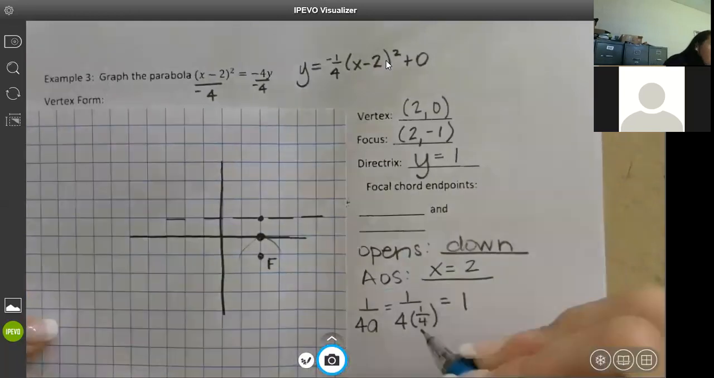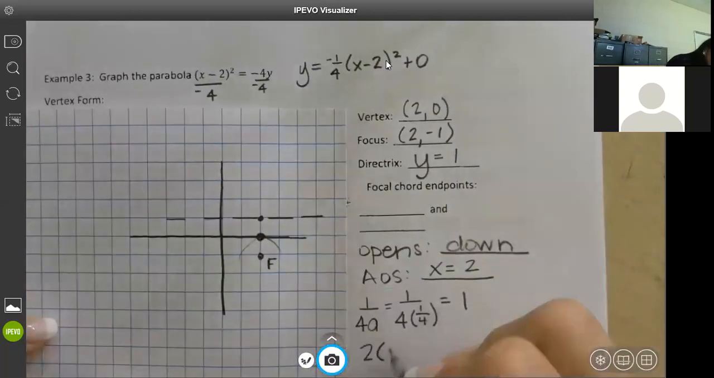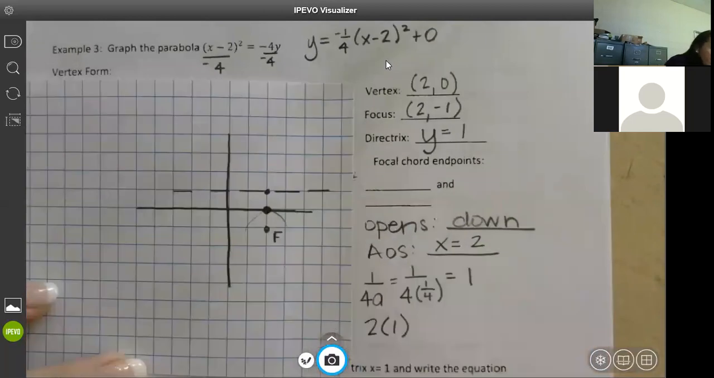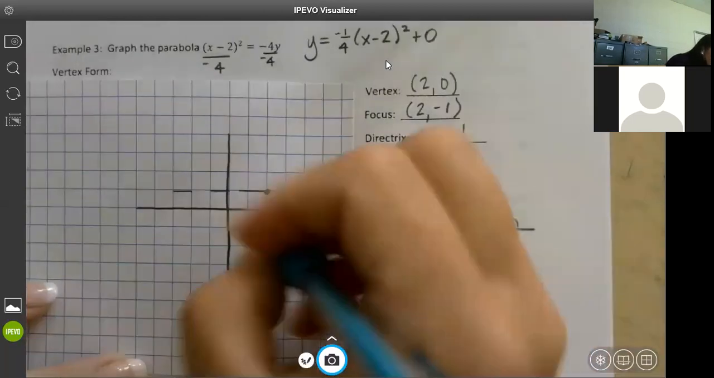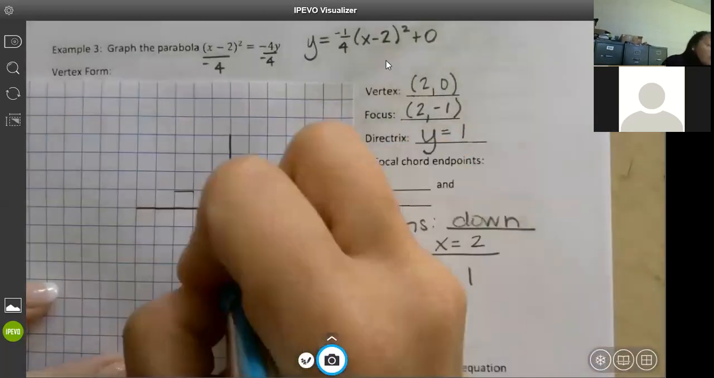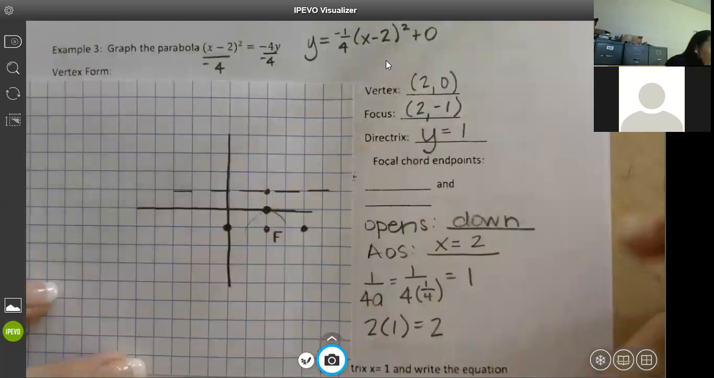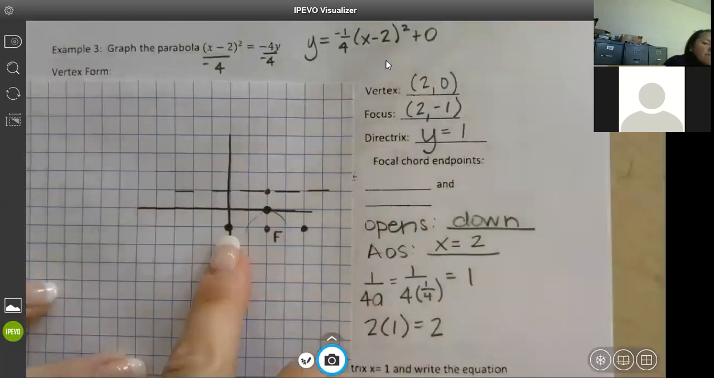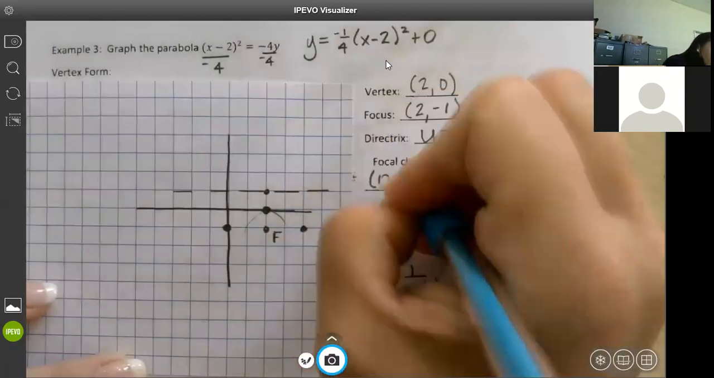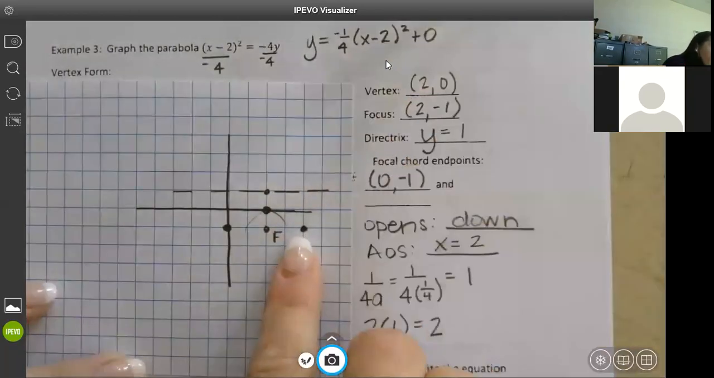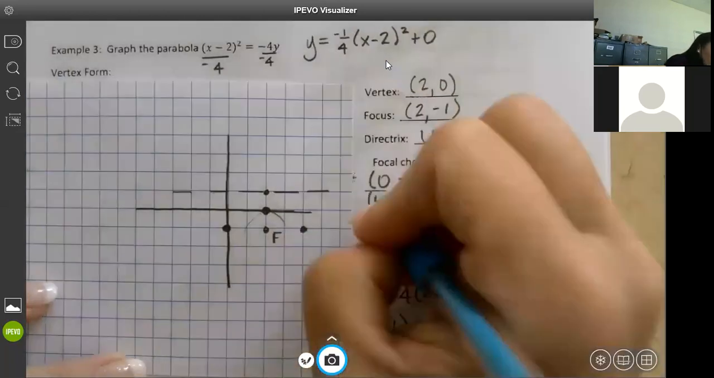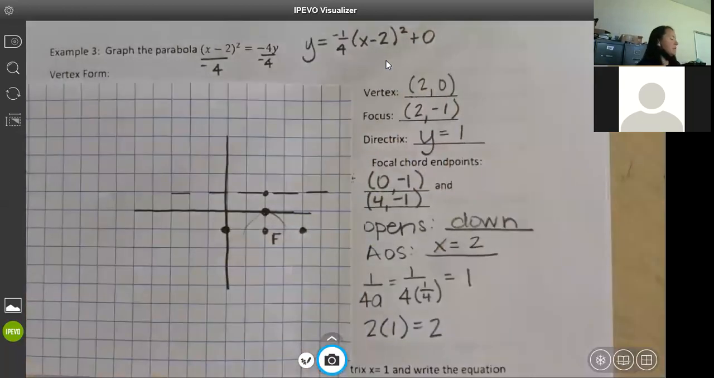All right. So focal chord endpoints, we have to do 2 times C, which is 2 times 1, which is 2. So from the focus, we go to the left 2 and to the right 2, and we write those coordinates down. So what are those 2 coordinates? What's the first one right here? 0 what? 0, -1. What's your second one over here? 4, -1. There you go. That's it. Same exact thing.